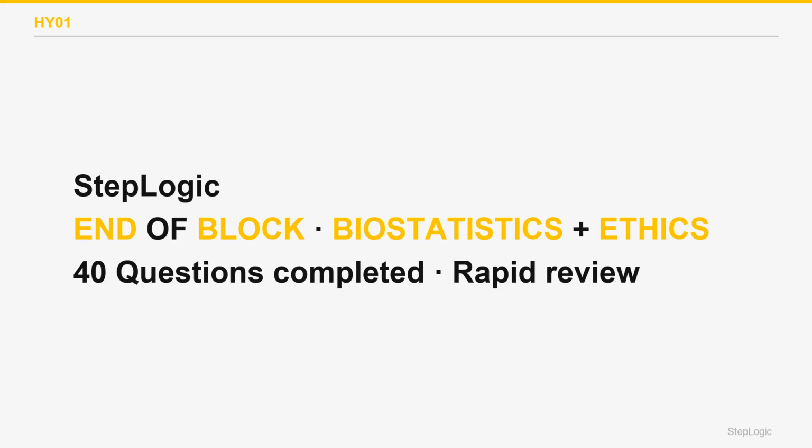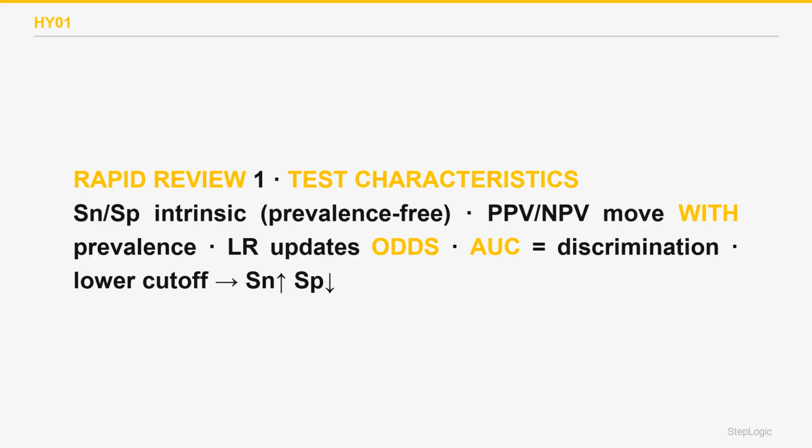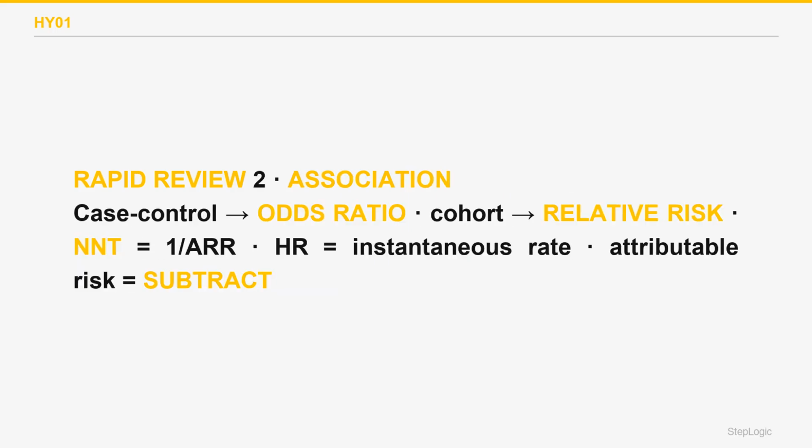That's the block. 40 questions of the material that decides the easy points on test day. Let's lock the highest-yield traps in 60 seconds. Sensitivity and specificity belong to the test. Predictive values belong to the population. Likelihood ratios travel anywhere because they use only sensitivity and specificity.